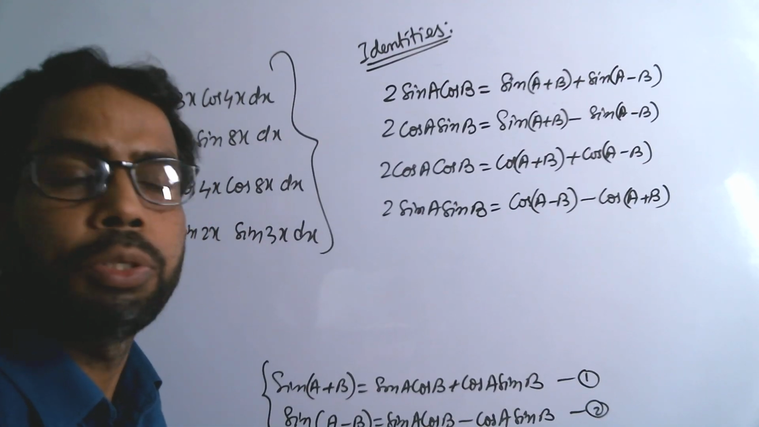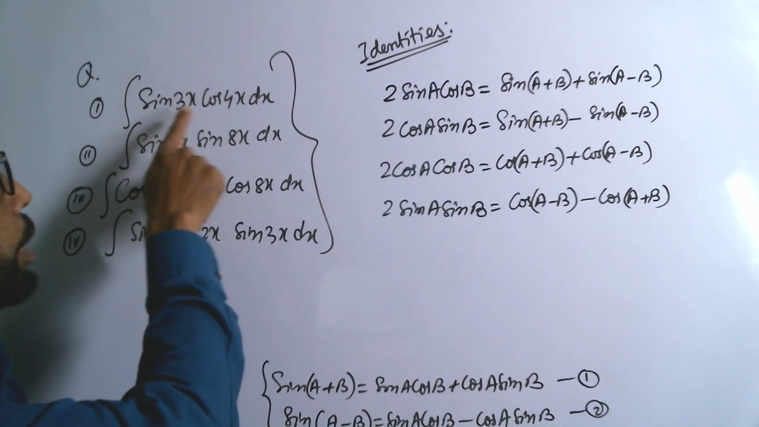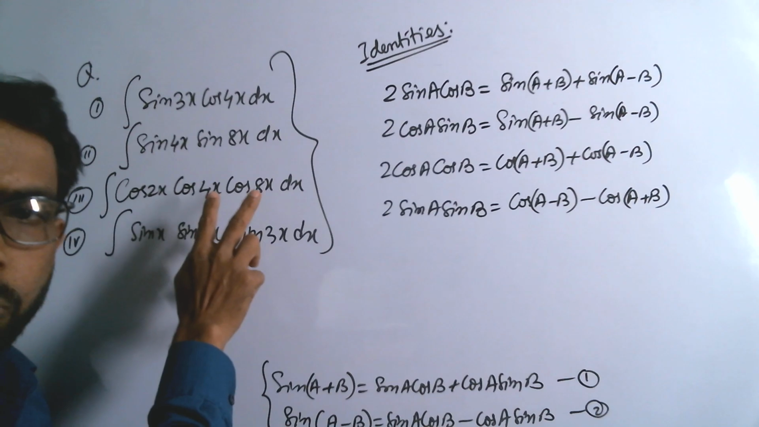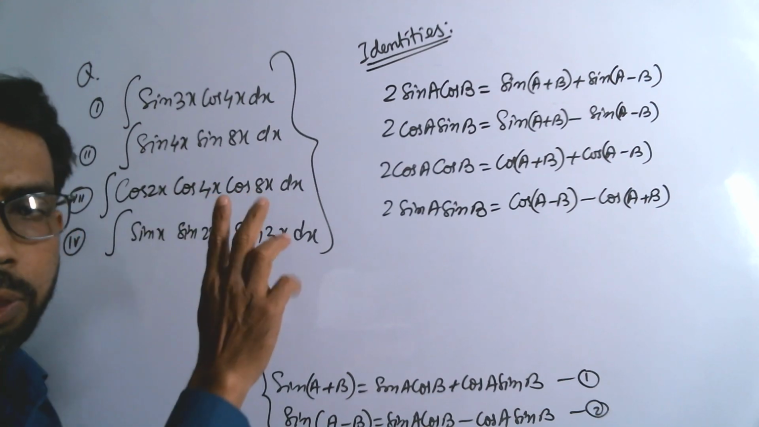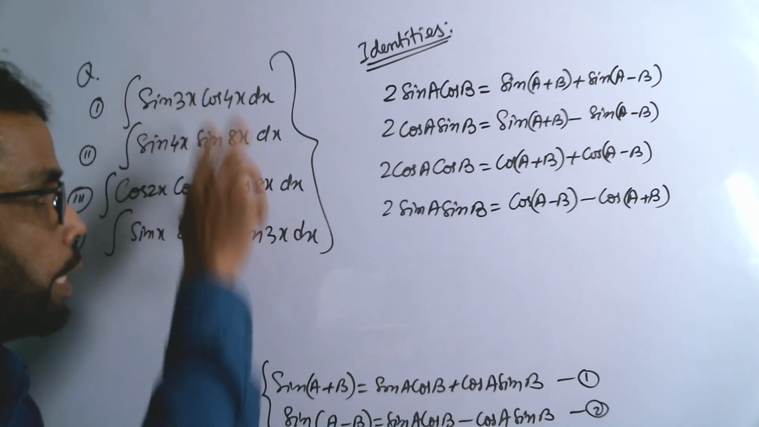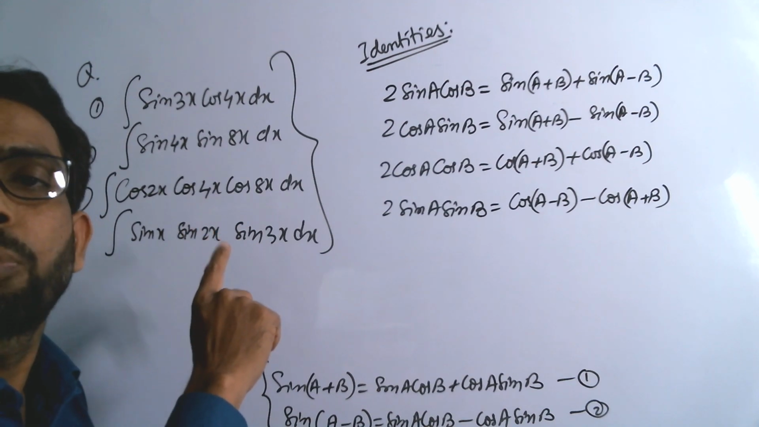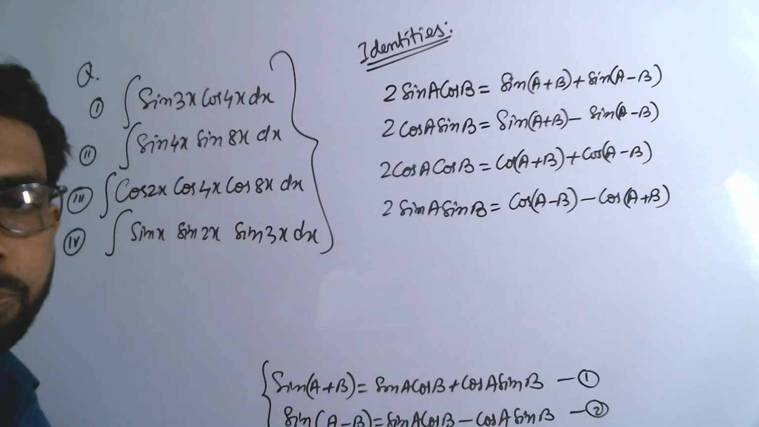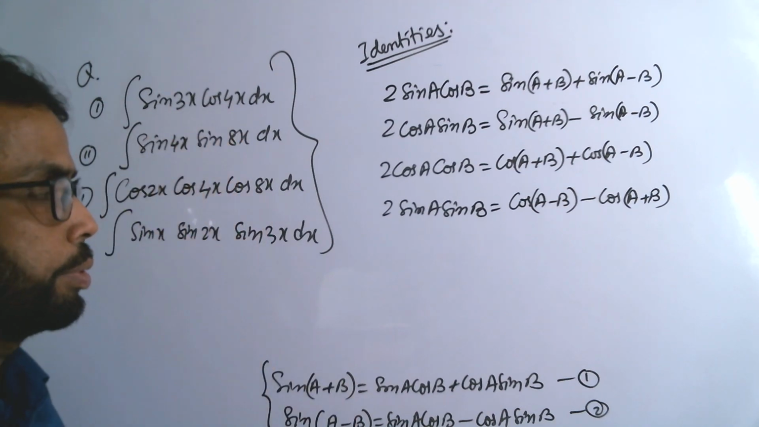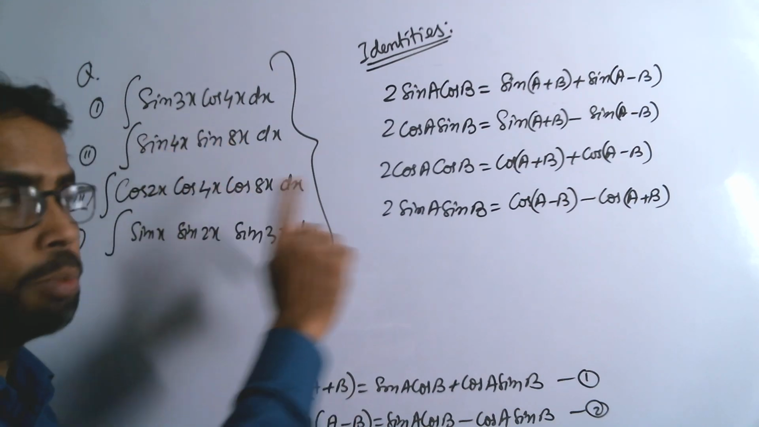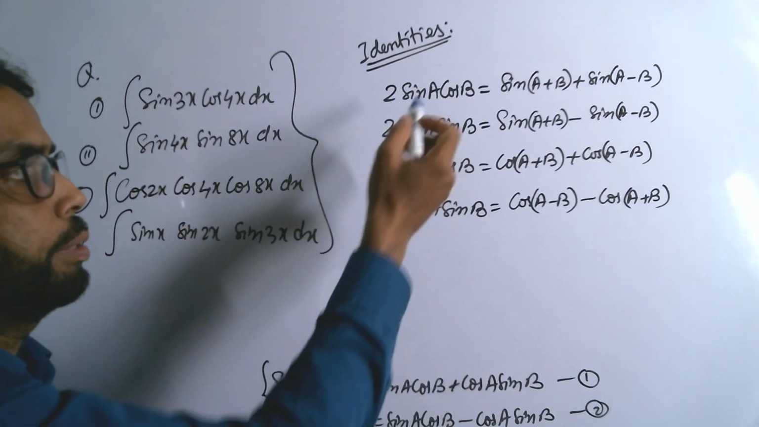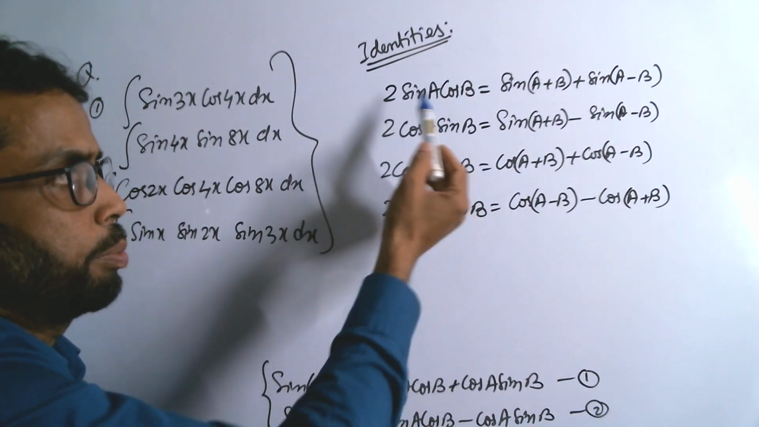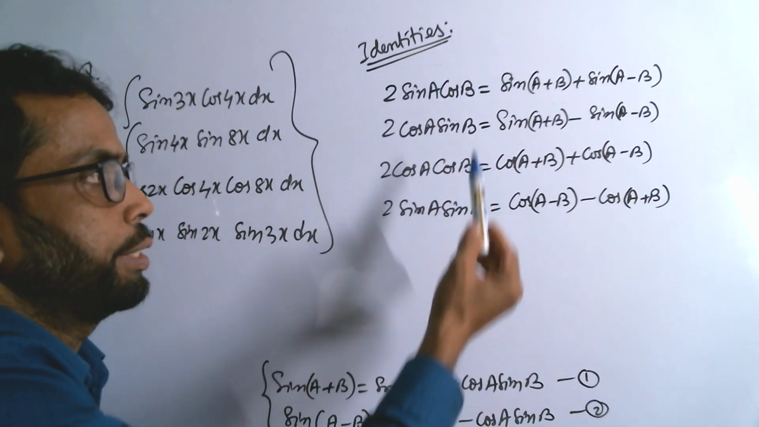Now the next questions we are taking are of this form: product of sine and cos, maybe 2 terms, maybe 3 terms. Here it is a product of 3 terms. The integrations are products of sine and cos, maybe sine sine, cos cos, or sine cos mixed up. And for these types of integrations we must use the identities given here: 2 sine a cos b, 2 cos a sine b, 2 cos a cos b, 2 sine a sine b, the product of sine and cos.